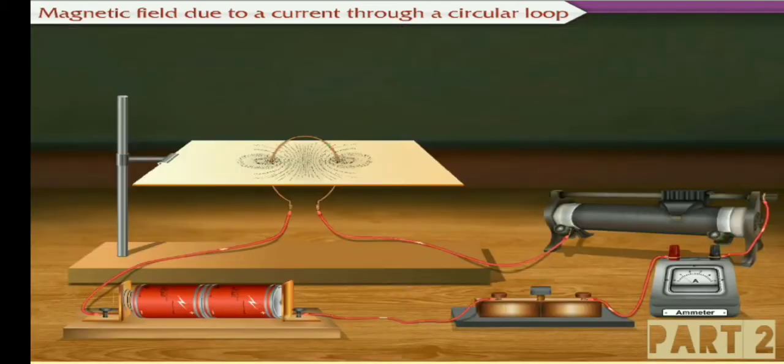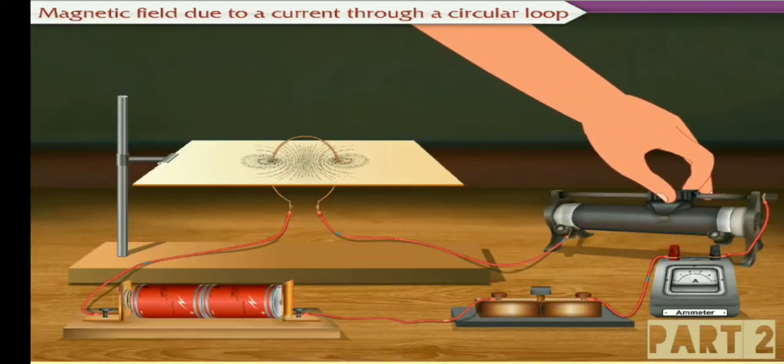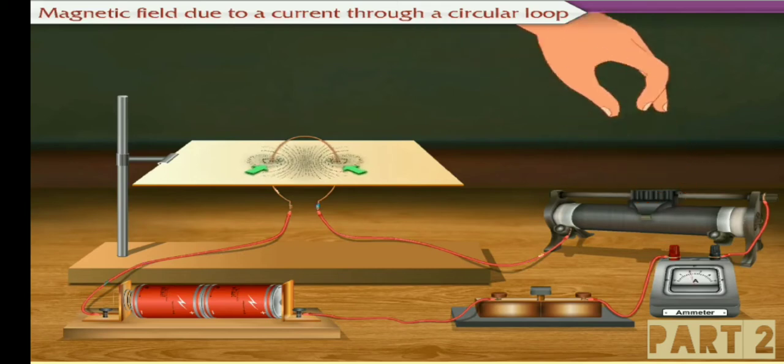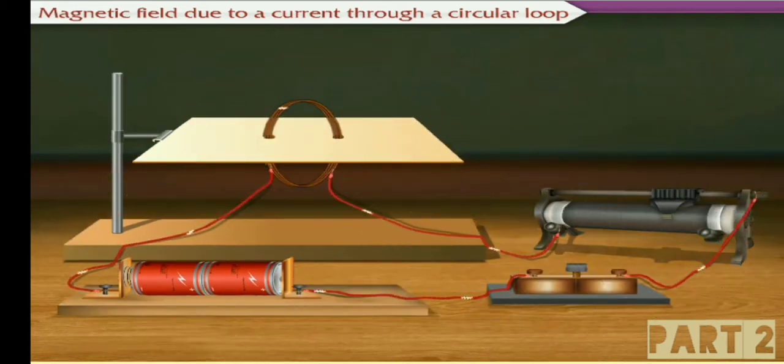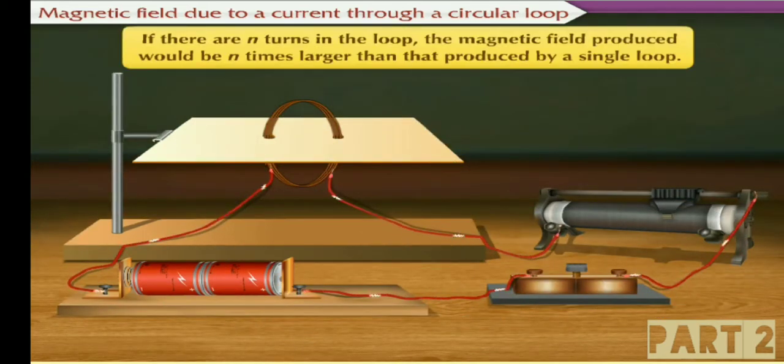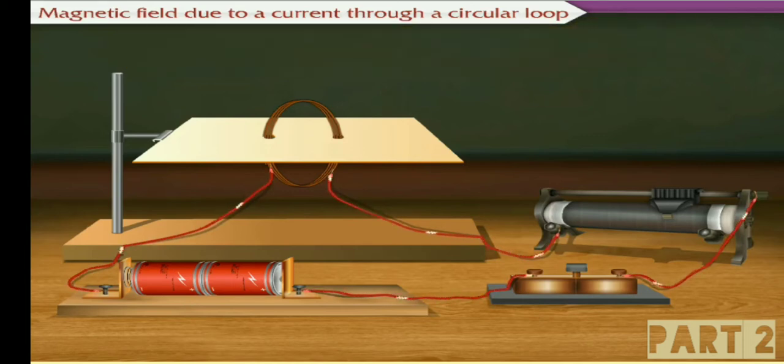We have seen in the experiment that the intensity of the magnetic field at any point produced by a current flowing through a wire is dependent on the current. This means that if there are n turns in the loop, the magnetic field produced would be n times larger than that produced by a single loop. Come, let us now study the magnetic field pattern produced around a solenoid.